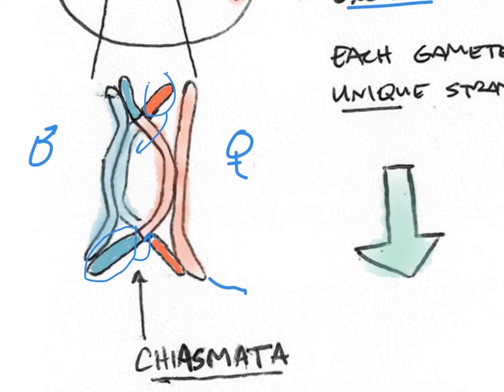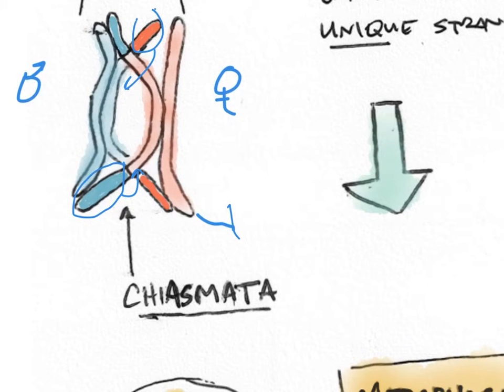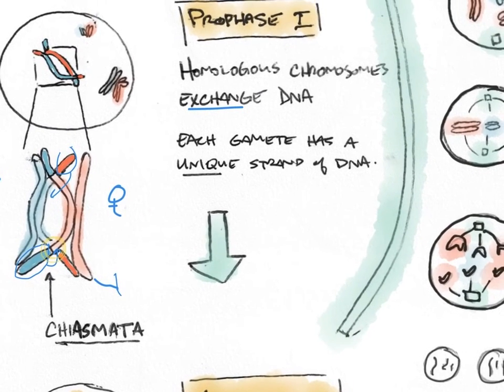So in humans, we have 23 chromosome pairs, and we've got crossing over happening on each one, and that exponentially increases the variation. These linkages are called chiasmata. So when you see that term, chiasmata is actually that spot where chromosomes link together right in here. So again, the main idea is that homologous chromosomes are exchanging their DNA in prophase 1, and each gamete will then get a unique strand of DNA. There is no exact copy.